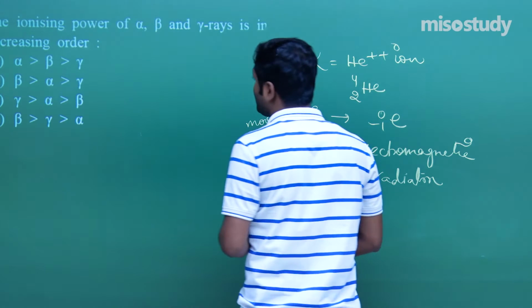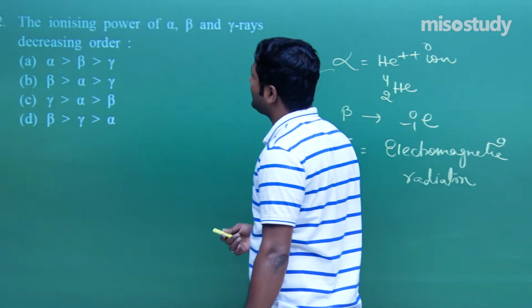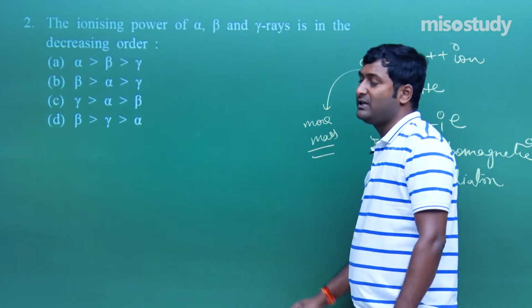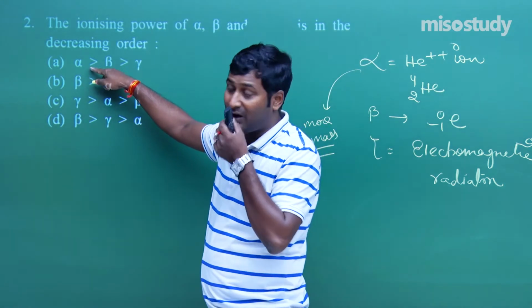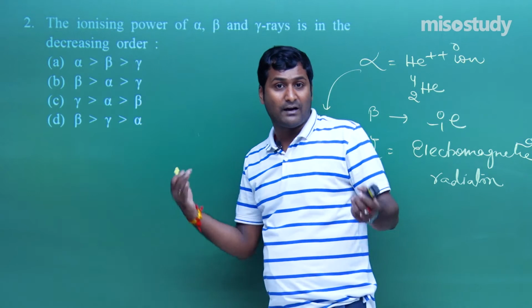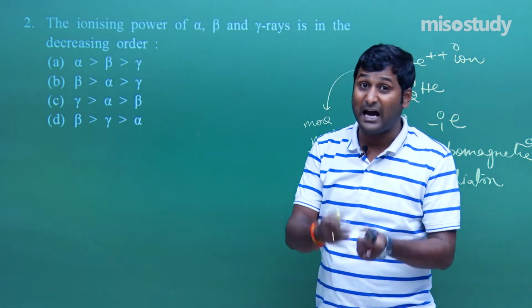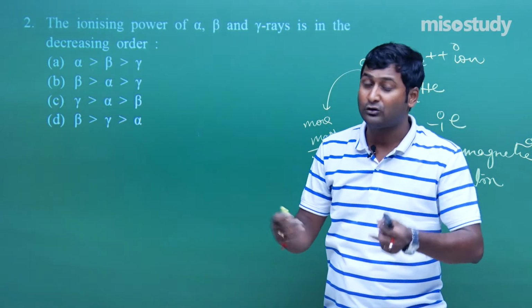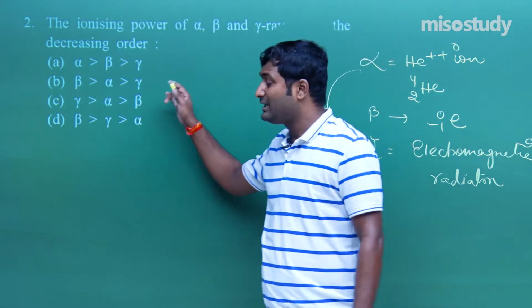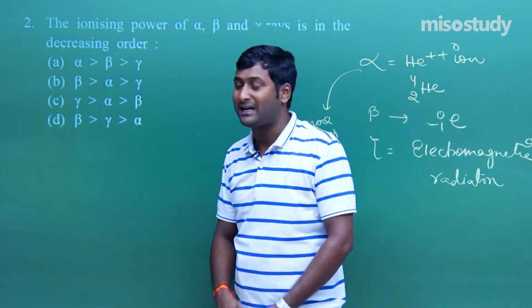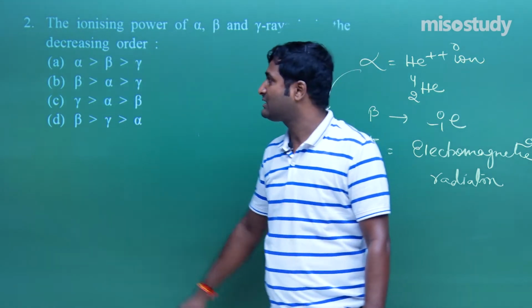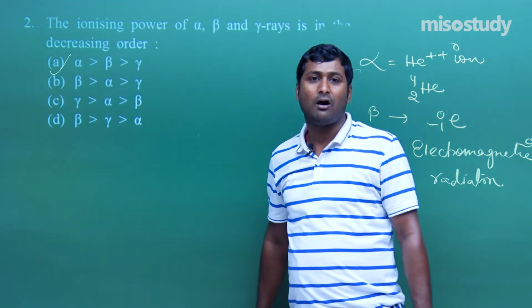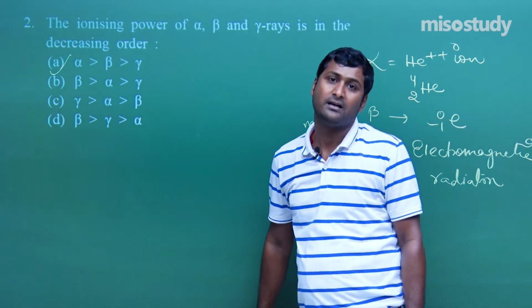So in this case, we can say what the ionizing power of alpha, beta and gamma rays is. During my lecture I also discussed the velocity, the ionizing power, the penetration power, and the properties too, my friend. So what is the order of ionizing power? Alpha, beta and gamma. So for this question, option A is correct. Am I right? Yes, sir.